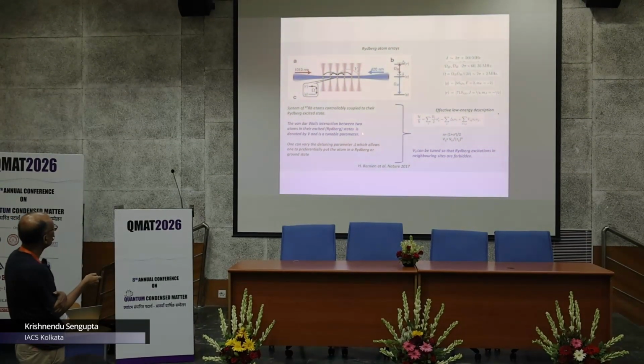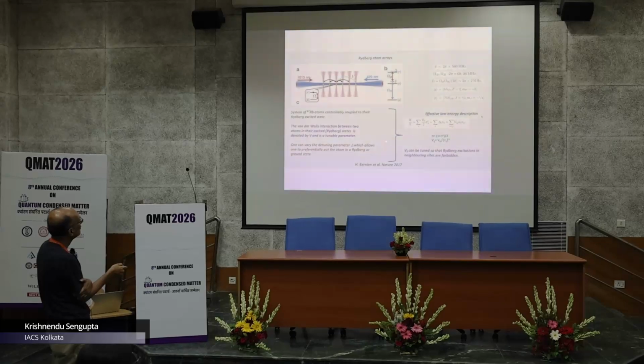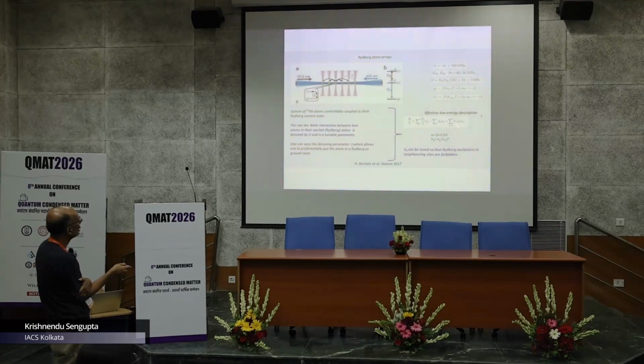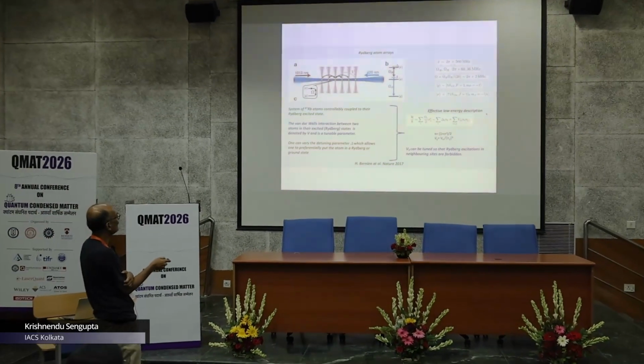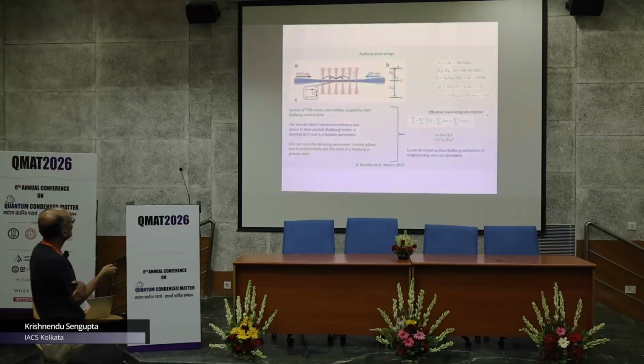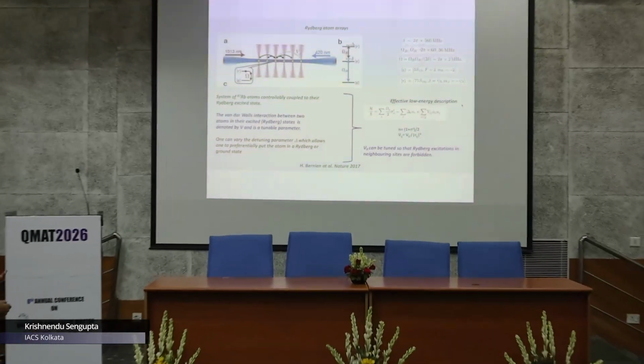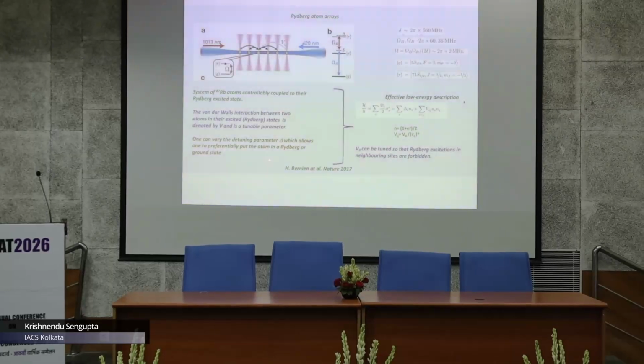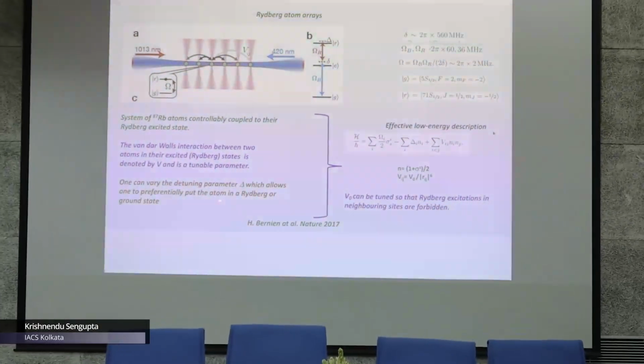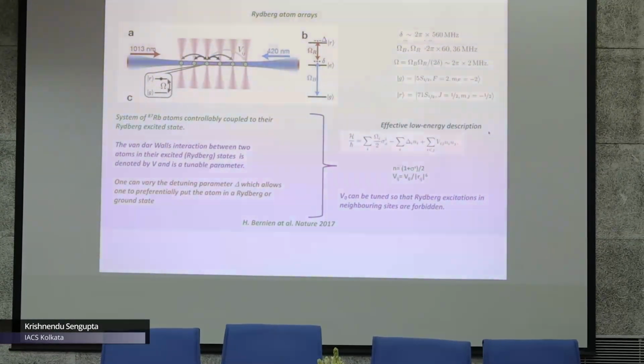Okay. So the interesting part about this is that once these atoms get excited to their Rydberg state, they have strong van der Waals interaction between them, and this leads to a 1 over R^6 kind of potential between two Rydberg excited atoms. Okay. And also there is a tuning parameter called delta, which originates from the atom-laser physics, which you can tune in order to preferentially put an atom in either a Rydberg or a ground state.